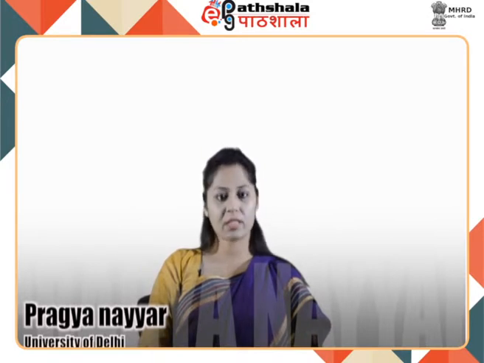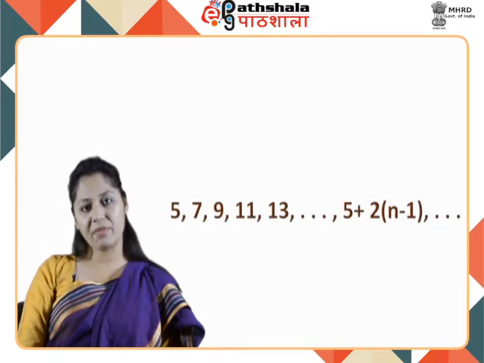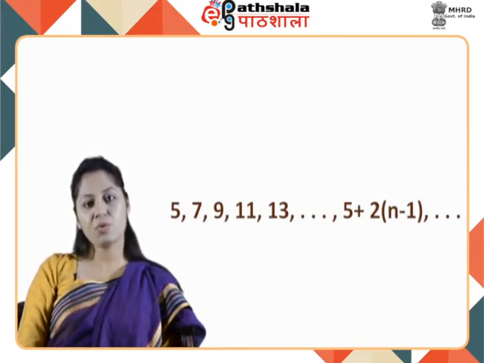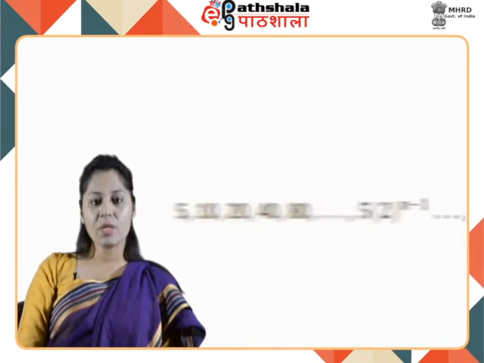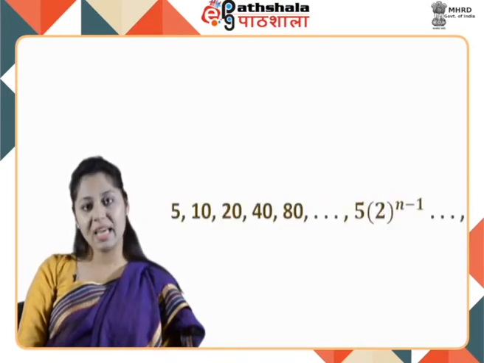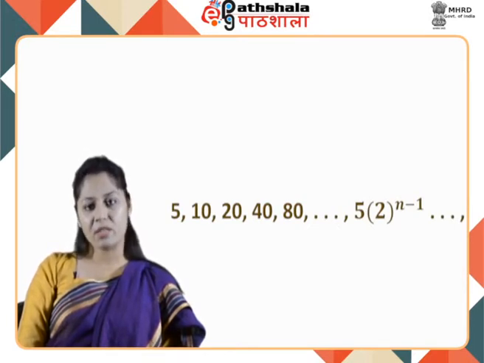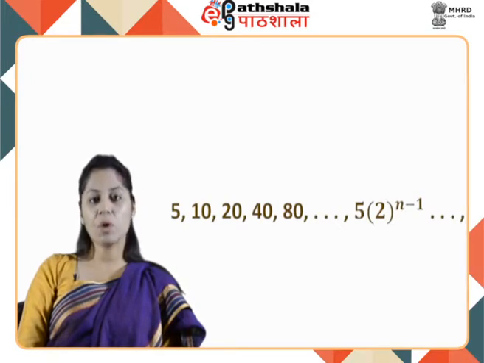and 36. Sequences can be arithmetic sequences or geometric sequences. An arithmetic sequence is where each term is obtained by adding a fixed number to the previous term, and a geometric sequence is where each term after the first term is obtained by multiplying the preceding term by a fixed number. The sequence 5, 7, 9, 11, 13, up to 5 + 2(n - 1), where each term after the first is obtained by adding 2 to the preceding term, is an example of an arithmetic sequence. The sequence 5, 10, 20, 40, 80, up to 5 × 2^(n-1), where each term after the first is obtained by multiplying the preceding term by 2, is an example of a geometric sequence.